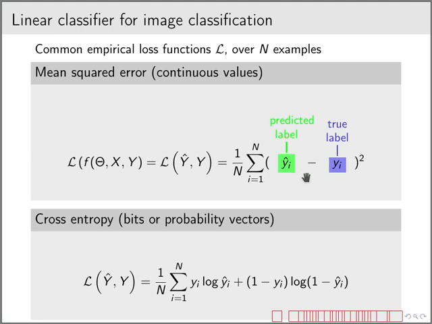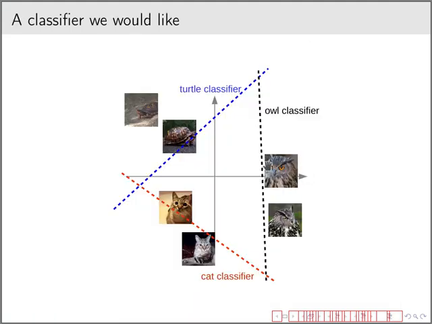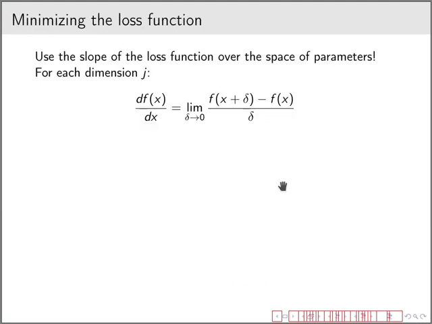Because we have this function that gives us a measure of how bad we are right now, we can minimize the loss function by using the space of parameters. What that means is we are going to take every parameter of the model, compute the loss function using those parameters, and see what happens when we change those.